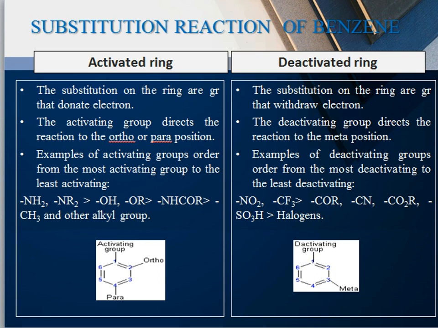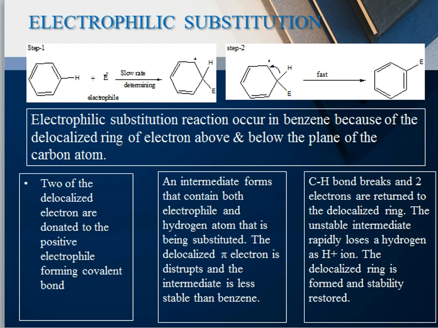So first we start with the electrophilic substitution reaction in benzene. This reaction is carried out because of the delocalized ring of electrons which is present above and below the carbon atoms. In this electrophilic substitution reaction there are two steps: the first step is a slow, rate-determining step, and the second one is a fast step. In the first step an intermediate is formed.